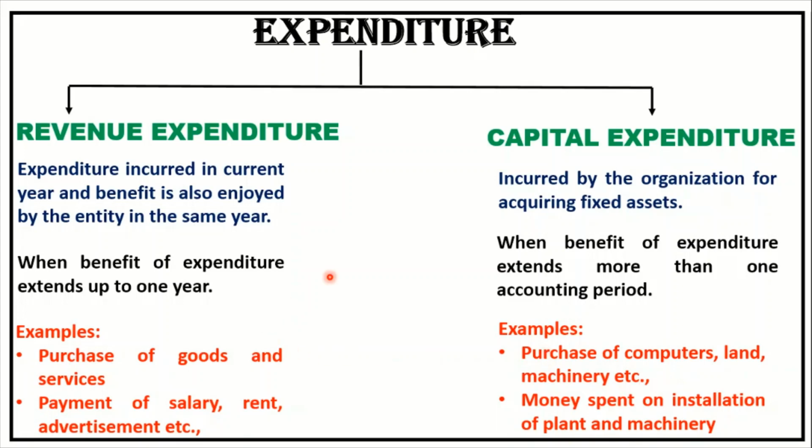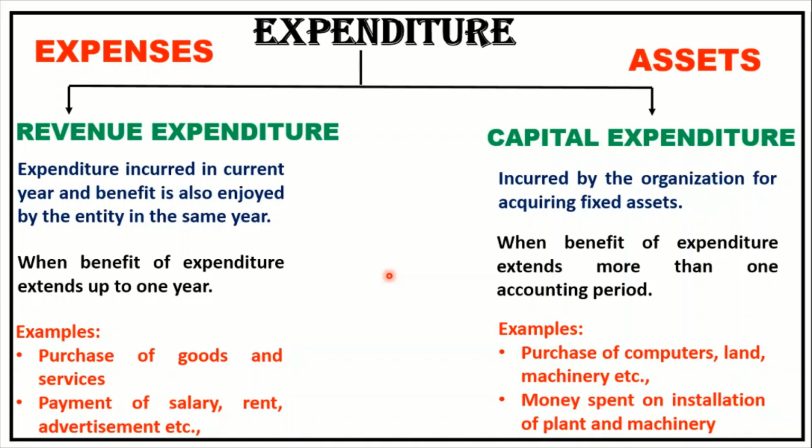Okay, so here revenue expenditure and capital expenditure are distinguished. Now, revenue expenditure is termed as expenses, and capital expenditure, as you already read in my previous video, is nothing but assets. So expenses and assets are the terms which are used in business accounting, that is, when we write the accounts. But revenue expenditure and capital expenditure are basically theoretical words, and this distinction is required for preparing the final accounts of the business. So in normal course, we'll be calling them expenses or assets.